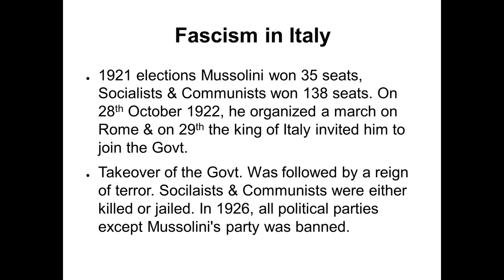Now your question must be, why did the Italian king invite him to join the government? Because he won the 35 seats? The answer is that the Italian king had a lot of property, so he was also scared of communists. Mussolini was targeting communists, so he said, okay, please join the government.